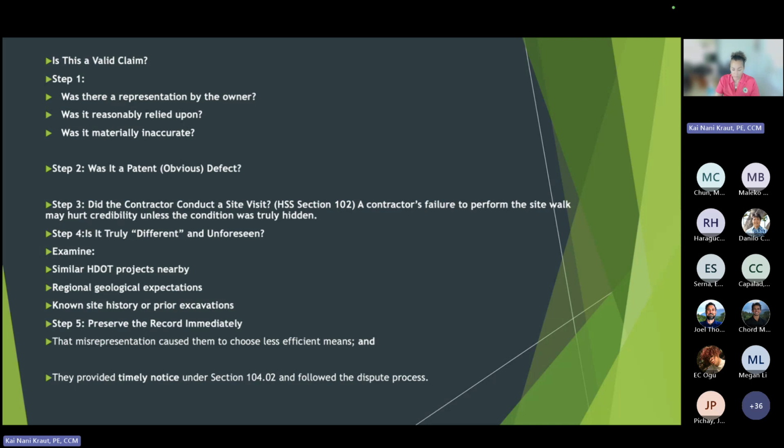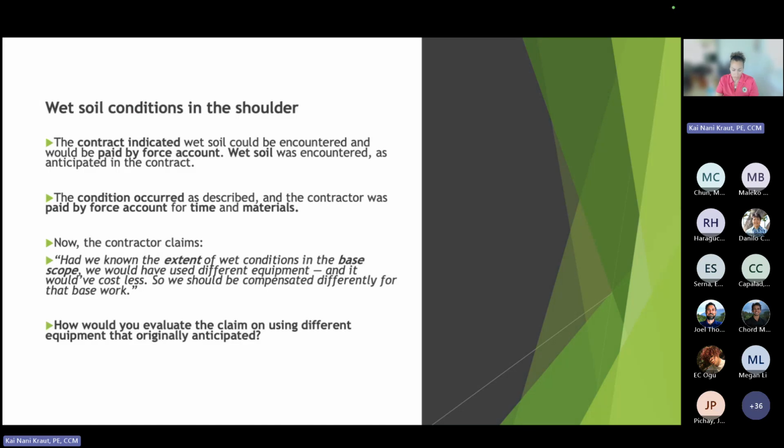Now I have to see if I can get the chat going. Anyone? What was the situation? Here's your cheat sheet right there. What was the situation? Anyone? Right in front of you? Wet soil conditions? Oh, yes, wet soil conditions. That's what it is.